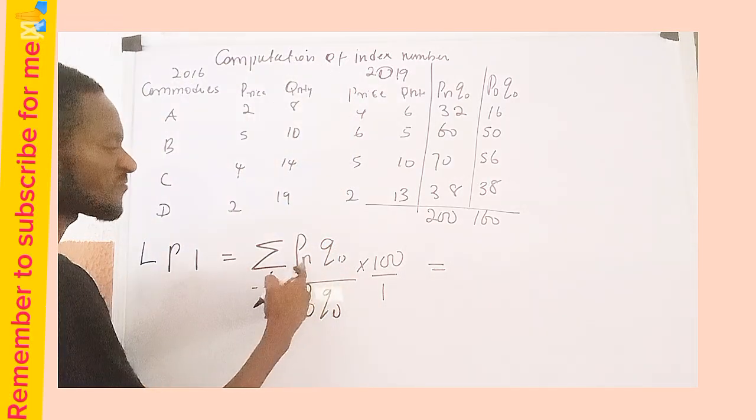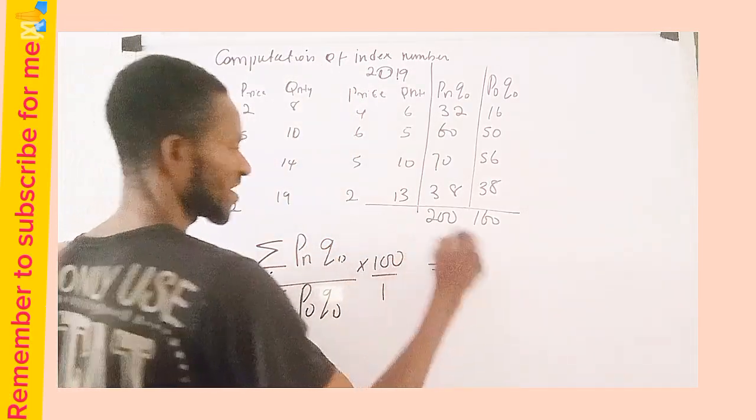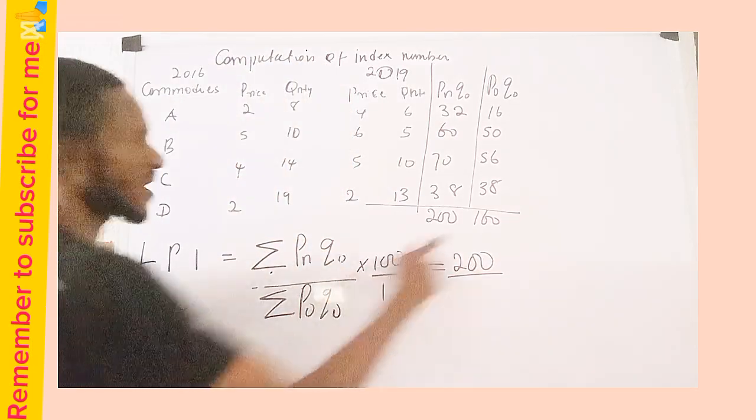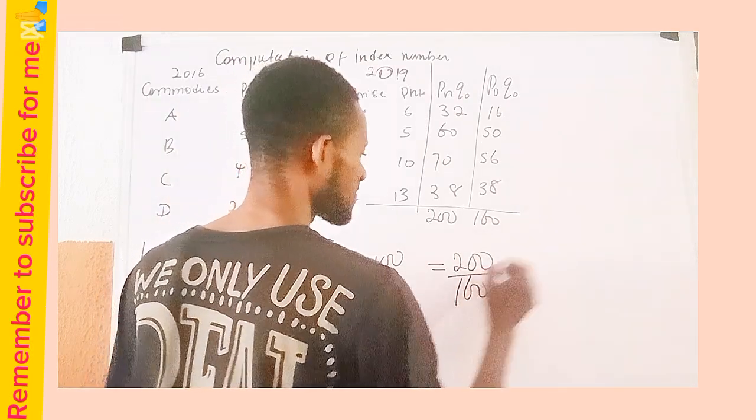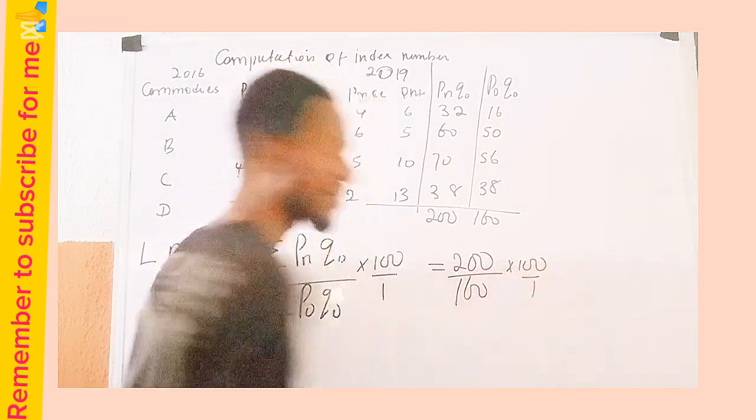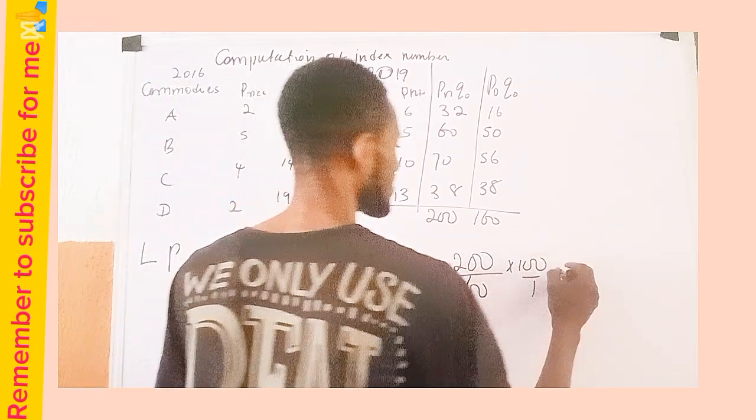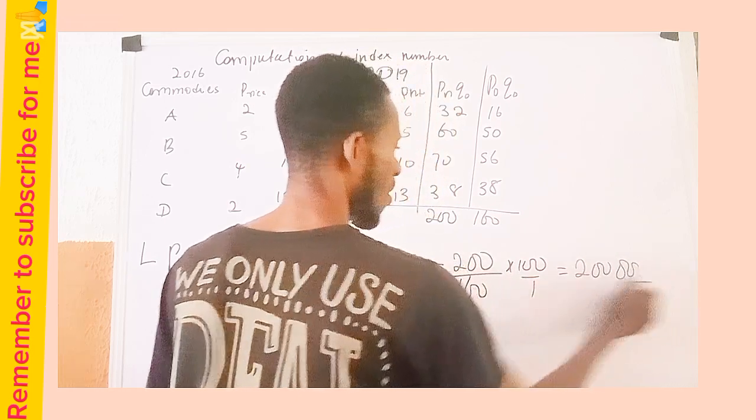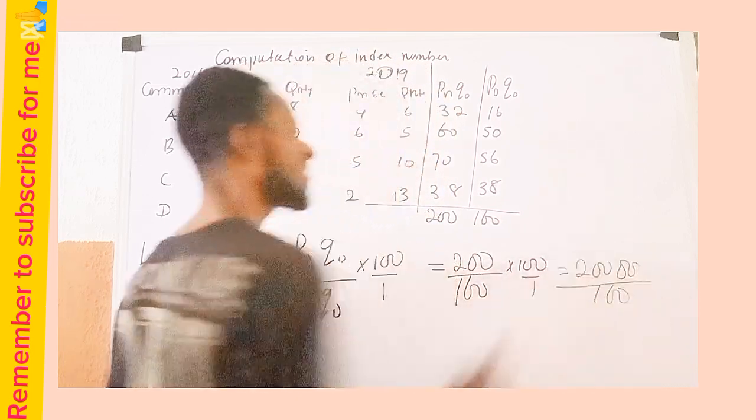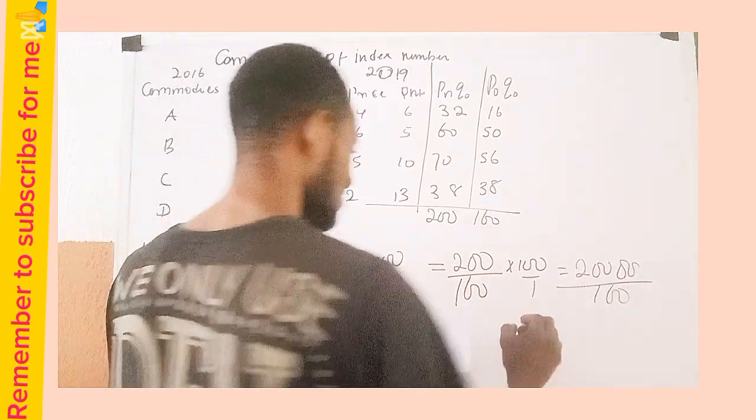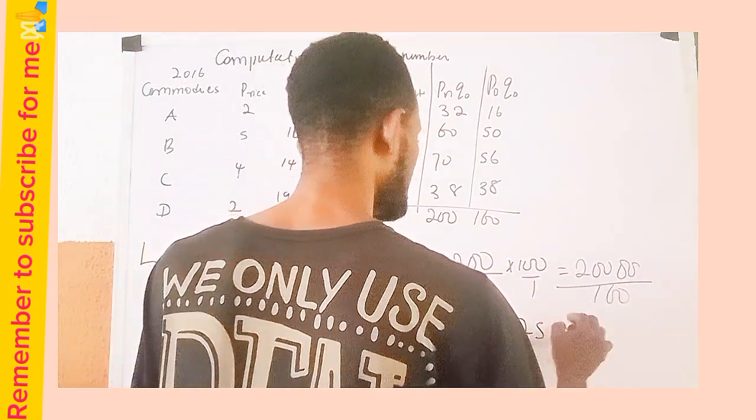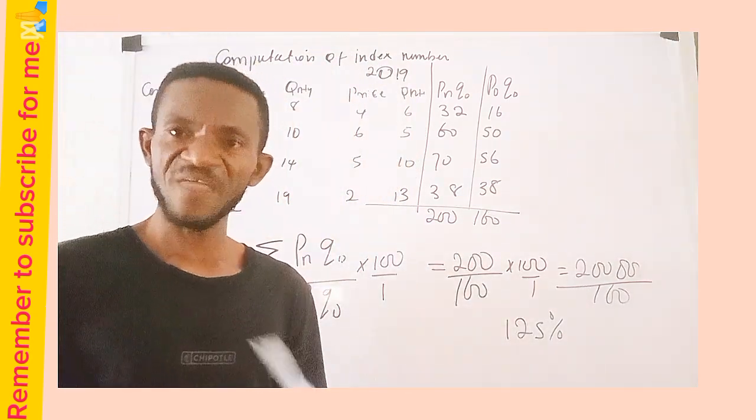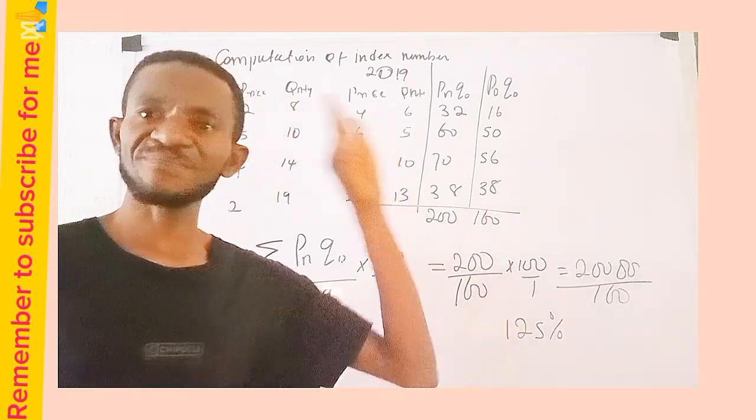The whole of this sum of P and Q0 has given me 200. So I have 200 all over the sum of P0, Q0, which has given me 160. So I have all over 160 times 100 all over 1. When you use this to multiply this, you arrive at 20,000 all over 160. When you divide this, the quotient you are going to get is 125%.